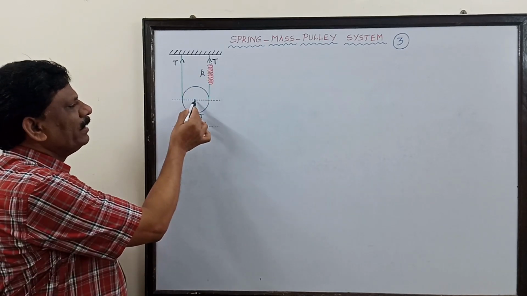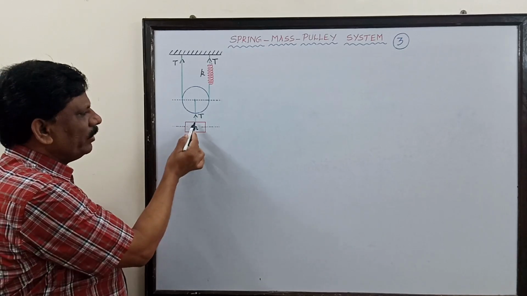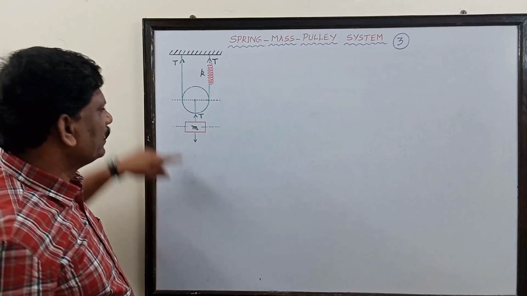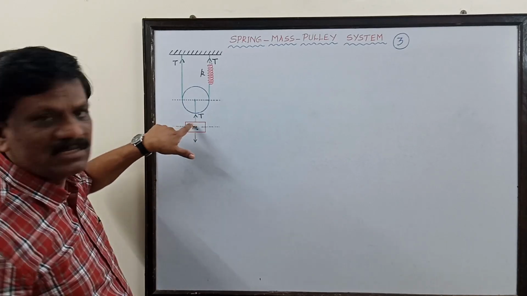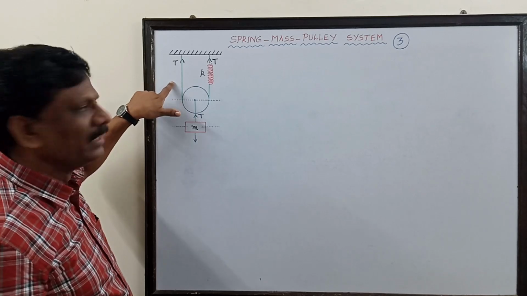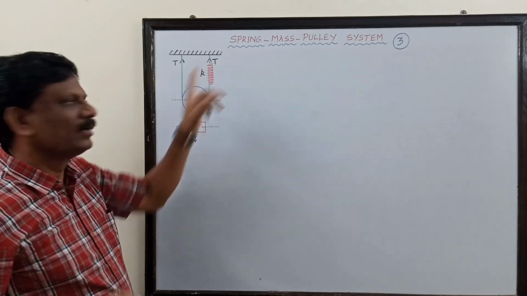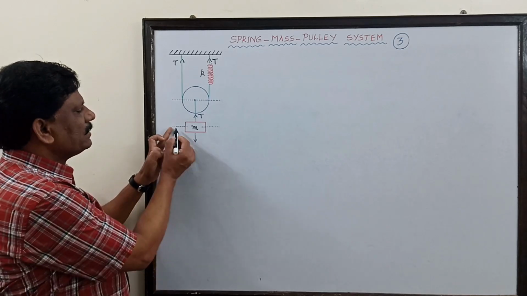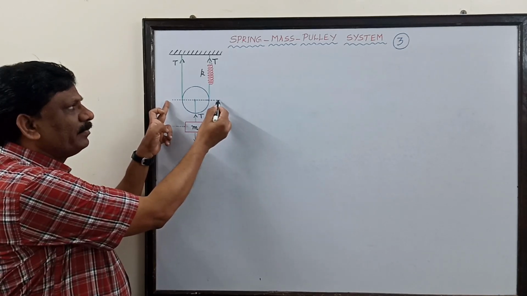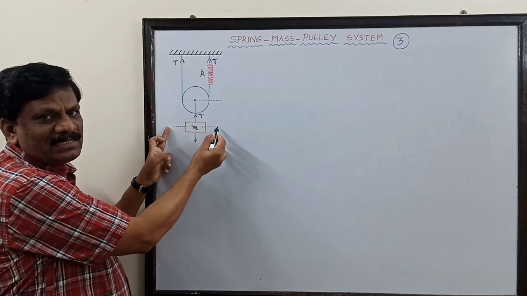Now from the midpoint of the pulley, another string is attached and to the lower end of the string a mass M is suspended. So T is the tension in the string and T is the tension in the left part of the string. The same tension is going to act above the spring. Now this dotted line indicates the equilibrium position. So this is the equilibrium position of the pulley. This is the equilibrium position of the mass.